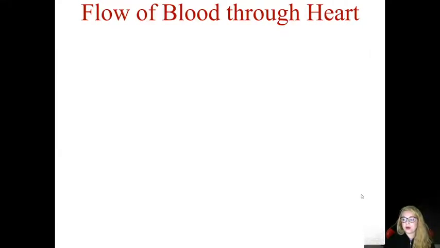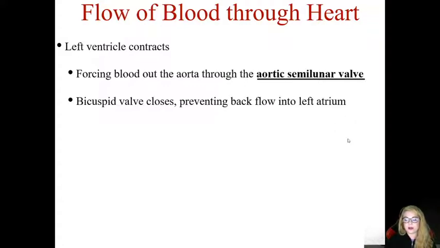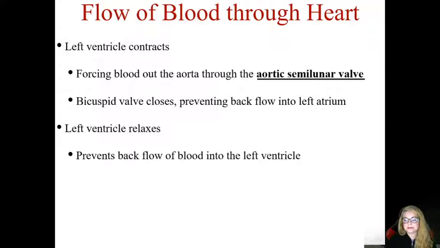But now we have a left ventricle that's ready to contract because the blood has been forced through the bicuspid valve and into the left ventricle. And so as the left ventricle contracts, this forces the blood out of the aorta into the aortic semilunar valve. And the bicuspid valve will now close, preventing the backflow into the atrium once again. At this point now, the left ventricle is able to relax because it's already contracted and pushed that blood flow, and this relaxation prevents the backflow of blood into the left ventricle.